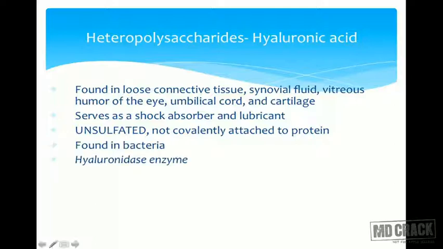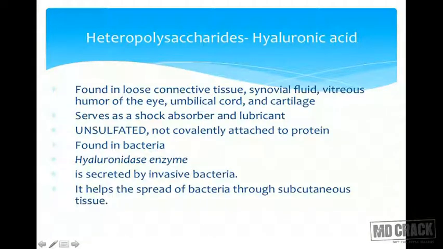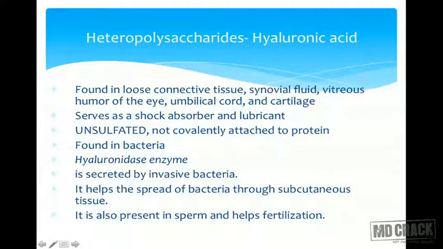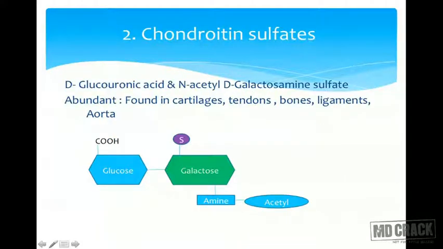Now, an important enzyme is hyaluronidase, and this is secreted by the invasive bacteria and helps in the spread of bacteria through the subcutaneous tissue, and it is also present in sperm and helps in the fertilization and formation of the zygote. Now, the next important heteropolysaccharide is chondroitin sulfate.